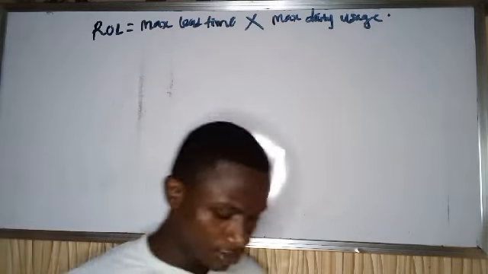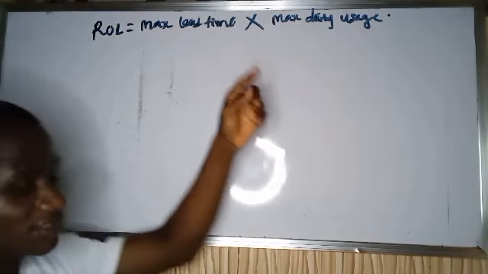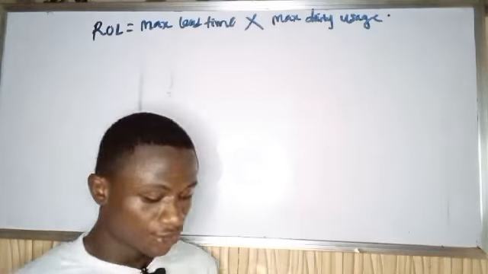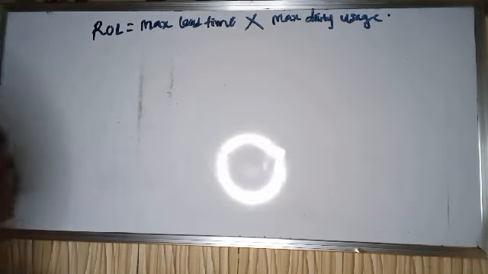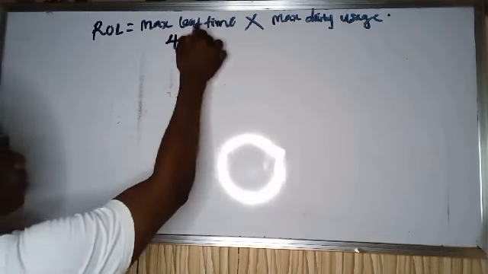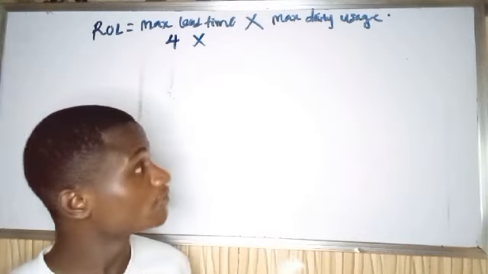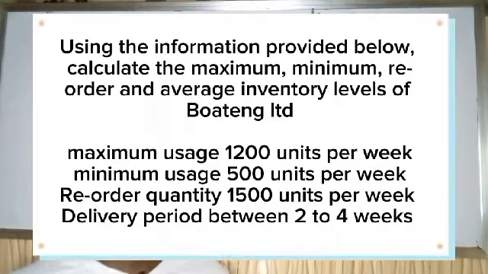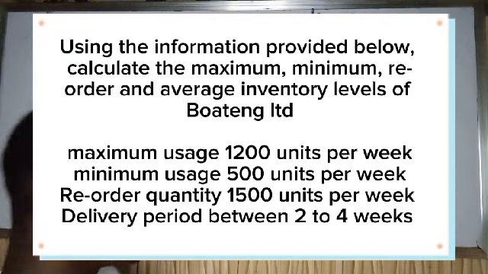So from our question, what is our maximum lead time or our maximum delivery period? If you go back to the question, we have a delivery period of 2 to 4 weeks. So our maximum lead time is 4 weeks, because the question says 2 to 4 weeks is the delivery period. So 4 weeks multiplied by what is our maximum daily usage? Of course, it's in the question.